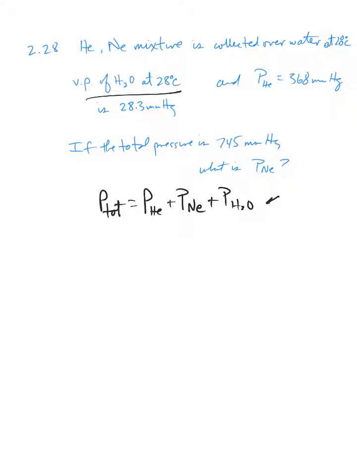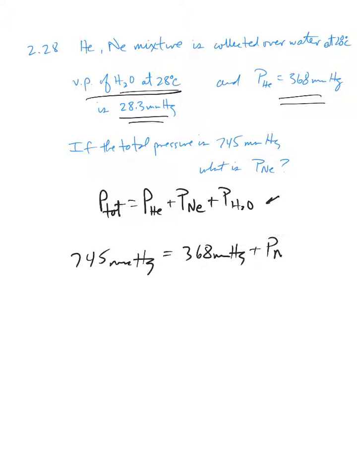So we're told here that at 28 degrees Celsius, the vapor pressure of water is 28.3 millimeters of mercury if that sample's saturated with water, 100% relative humidity. And we're also told that the partial pressure of helium is 368. So this one's pretty straightforward. We know what the total pressure is, 745 millimeters of mercury. The partial pressure of the helium is 368.